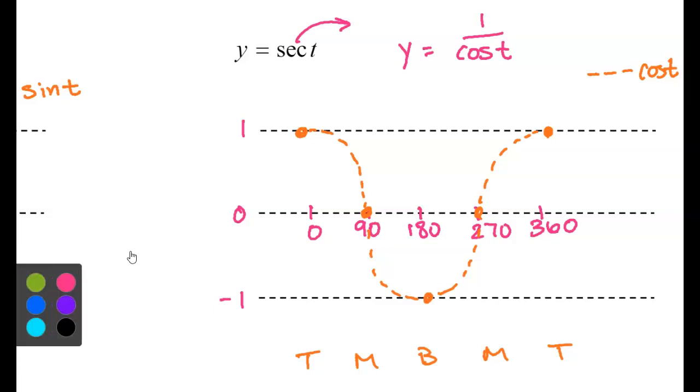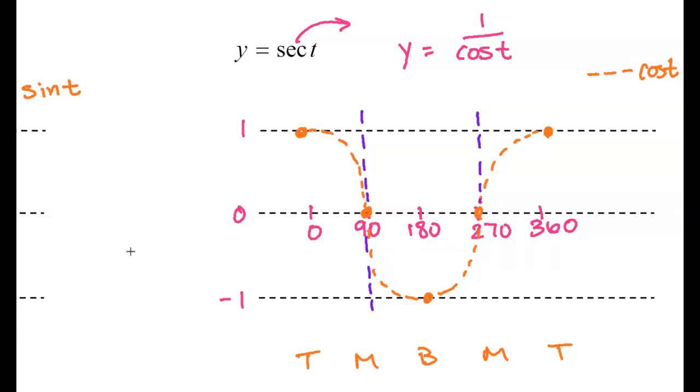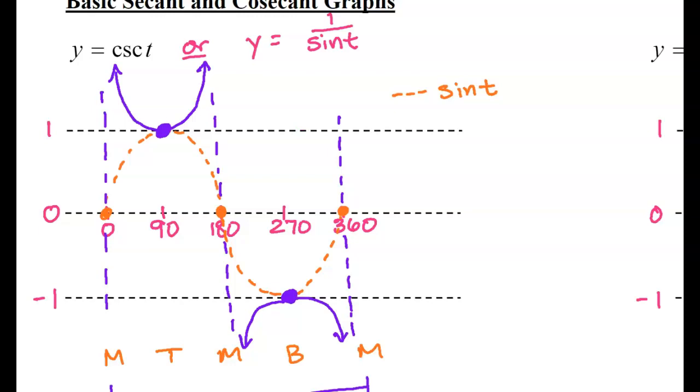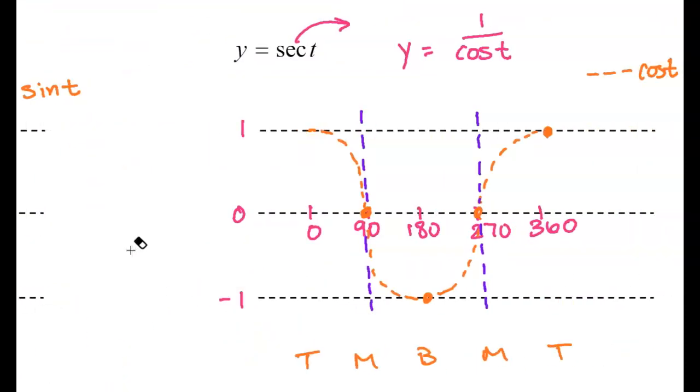Now you complete it the exact same way. You draw asymptotes when the cosine graph hits the middle line. So we have an asymptote at 90 this time, and an asymptote at 270. And then secant shares the top points, and it shares the bottom point. And then it does whatever it can to go towards the asymptote, away from the middle. And that's our secant graph.